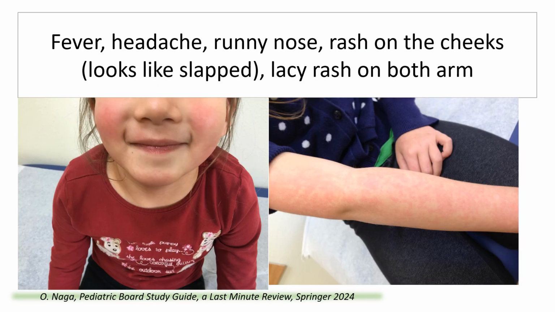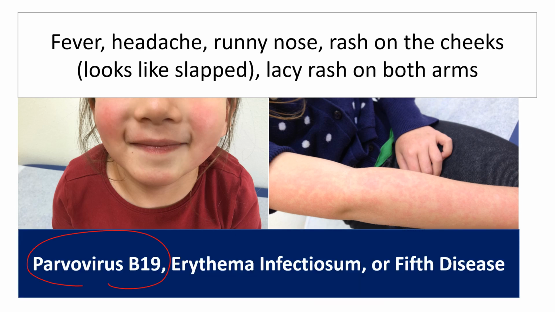Fever, headache, runny nose, rash on the cheeks that looks like slapped cheek, and a lacy-like rash on arms and legs. What is the most likely cause of this condition? Parvovirus B19. This condition is well known also as erythema infectiosum or fifth disease. This child is not contagious anymore and able to go back to school.